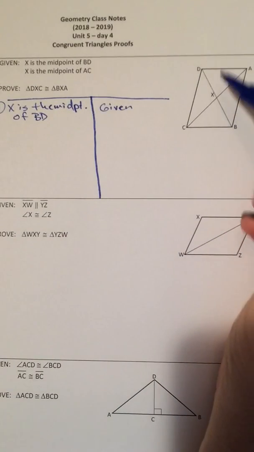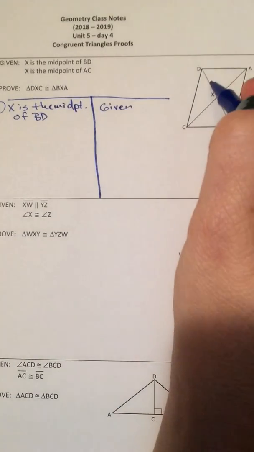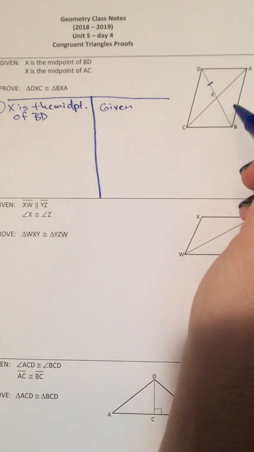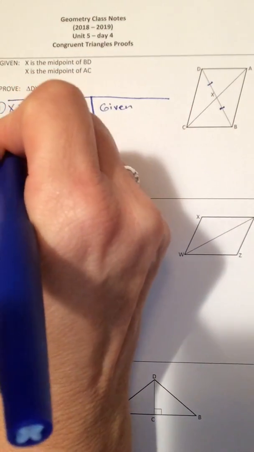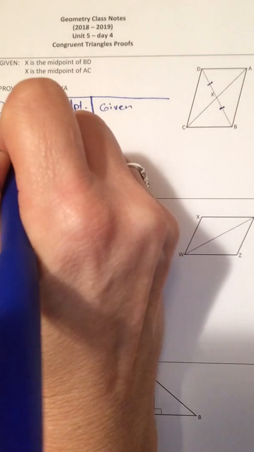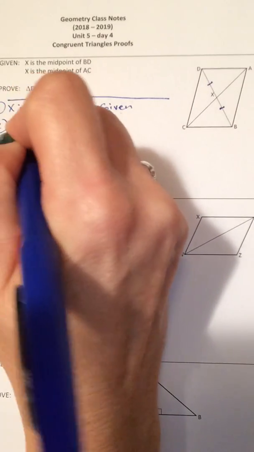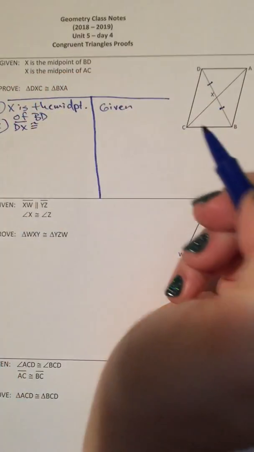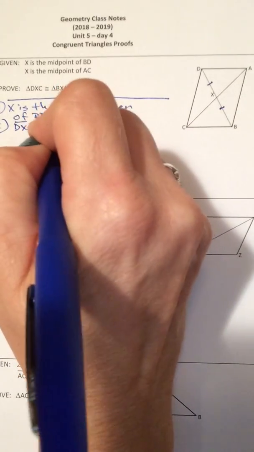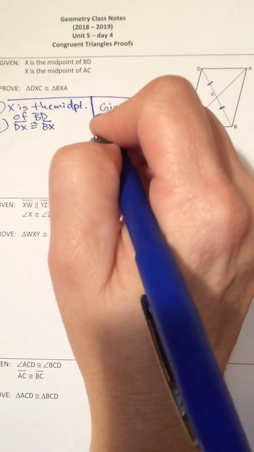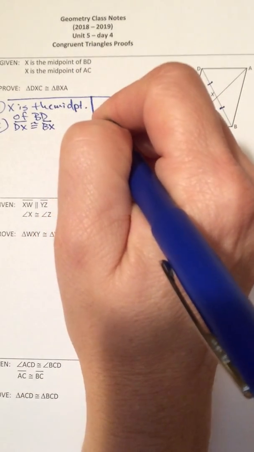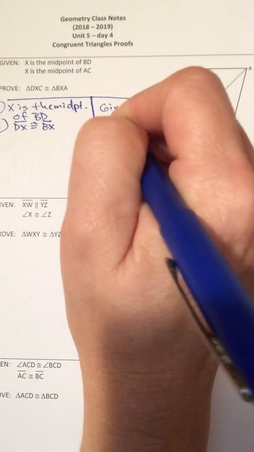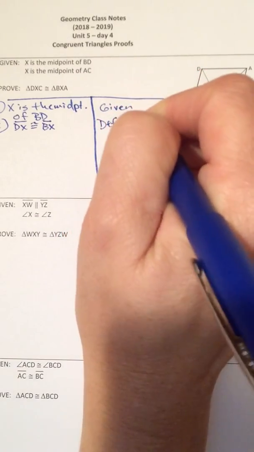If X is the midpoint of BD, what I then know is that XD is the same length as BX, and that would be my next statement. I'm going to say DX is congruent to BX. This is because we have the fact that X is the midpoint, so the justification for that is the definition of a midpoint.